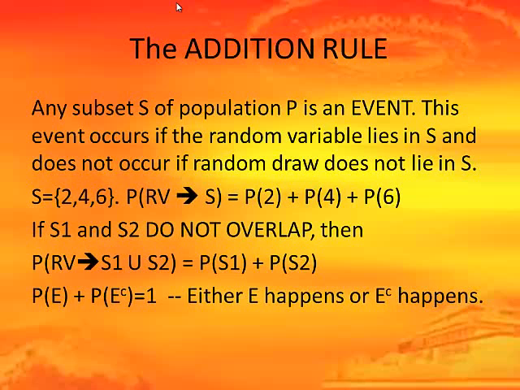to get the probability. And finally, this rule also has the implication that the probability of a set and the probability of its complement must add to 1. Either the event happens or it does not happen. So the probability of these two must sum to 1. That's all. These are all the consequences of the addition rule.